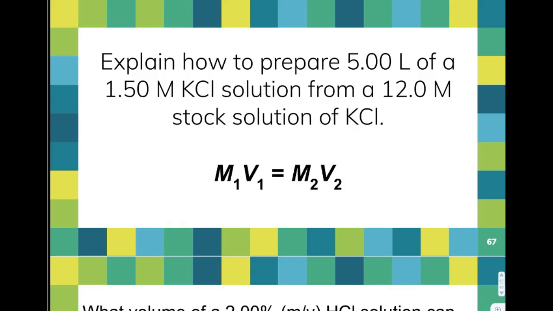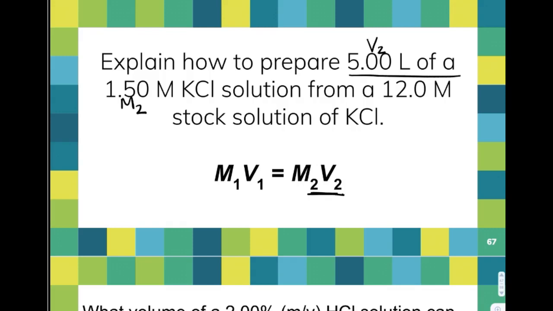Do we have M1s? Do we have V1s? What are they? So I want to prepare this, so this is actually a V2. I want to have this at the end, and I want my molarity to go with that. So this is your M2, to be 1.5. It doesn't actually matter which ones you number the same, as long as they are together.